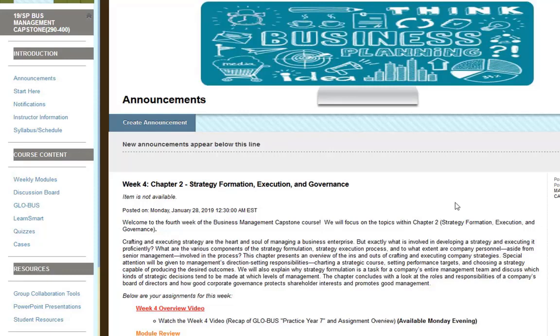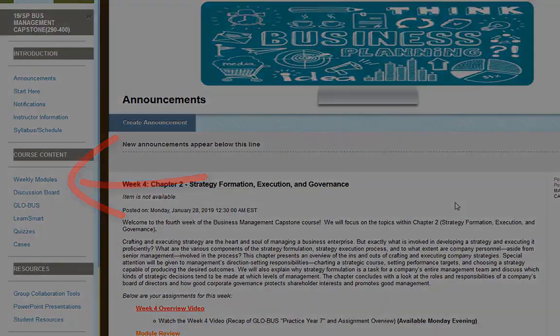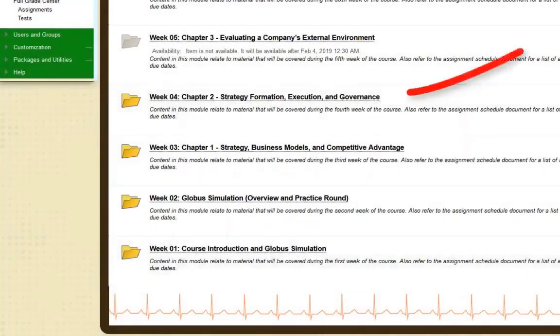During this video, I'll be covering the assignments that you will be working on this week and the results from Globus from last week. As always, I post a weekly announcement. Let's go ahead and click on the weekly modules content area on the left-hand side. I'm going to click on the week 4 chapter 2 folder.